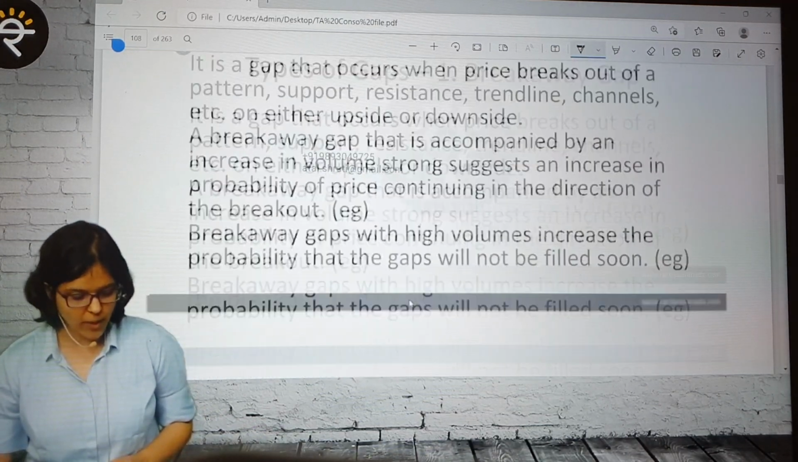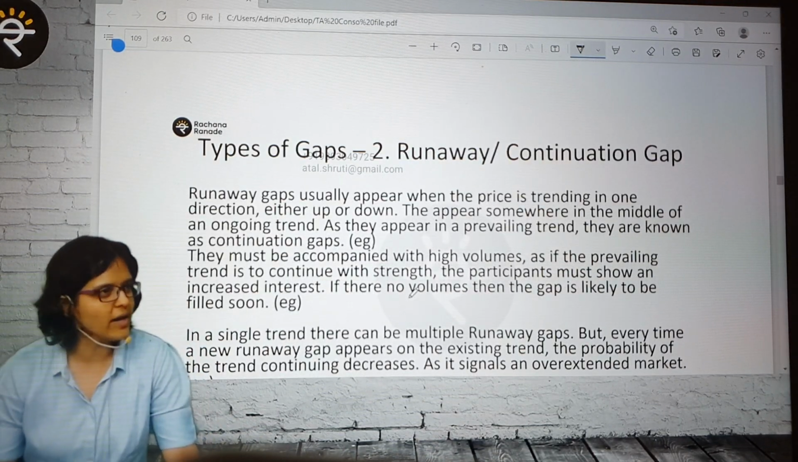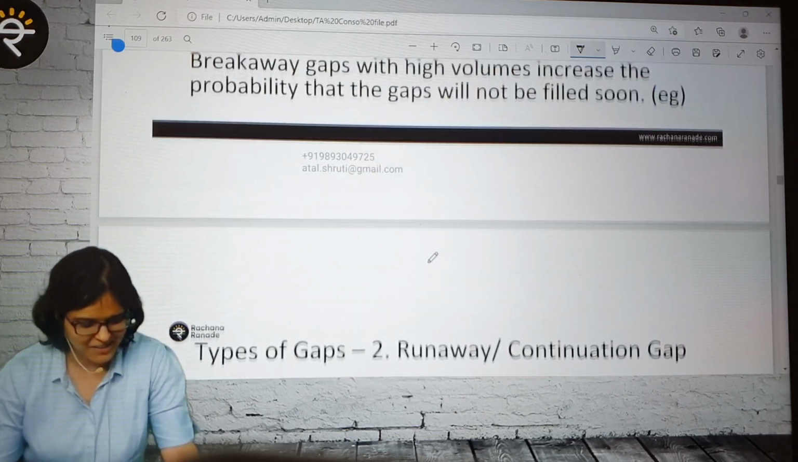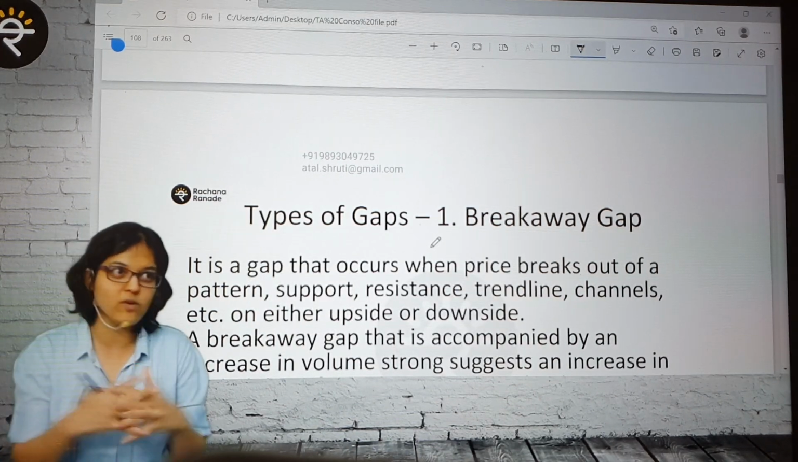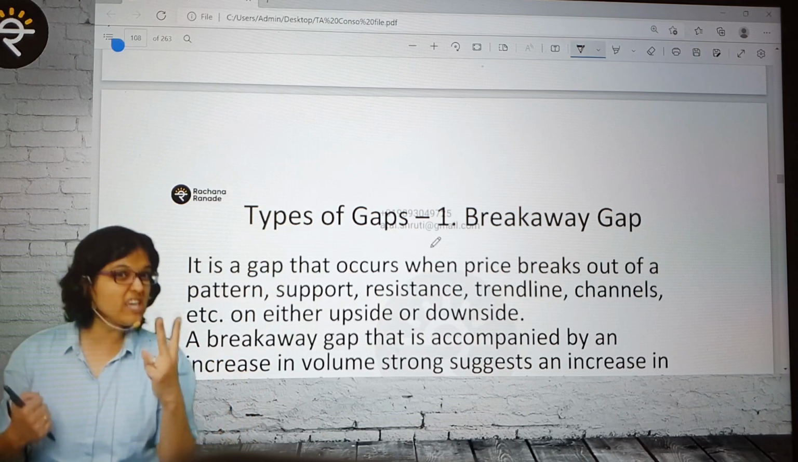First one is known as a runaway gap. This next 5 minutes are really crucial. Okay, are you ready? Yes. Okay. The very first one is a breakaway gap, because gaps and island come together. If you don't understand gaps, you might not understand what's an island. So in the next 5 to 7 minutes you will understand 2 key concepts.